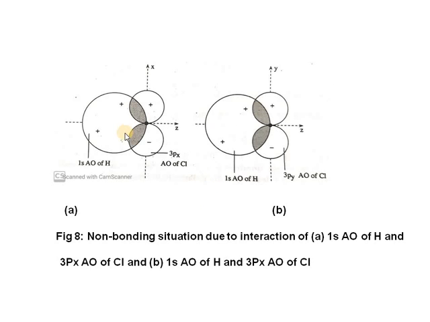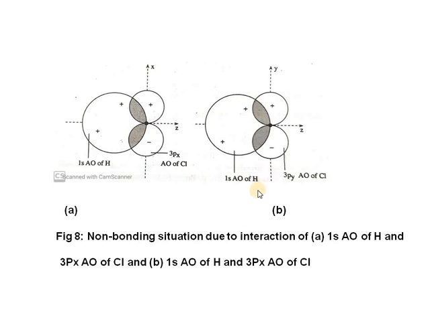These diagrams make it clear which type of overlap is possible in the hydrogen chloride molecule. Here the large circle is the atomic orbital of hydrogen, and the two circles in a dumbbell shape are the 3px atomic orbital of chlorine. It can overlap with the 1s orbital of hydrogen at this point, along the x axis.